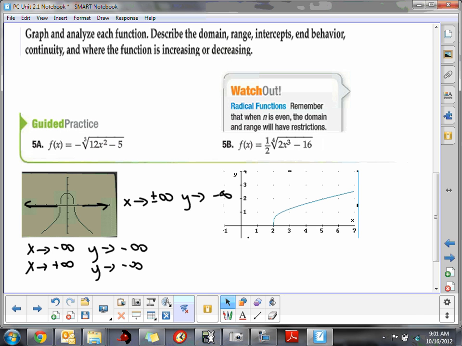So if we have our end behavior taken care of, continuity, this graph is continuous over its entire domain. So when we do our continuity, it's continuous over the interval from negative infinity to positive infinity.